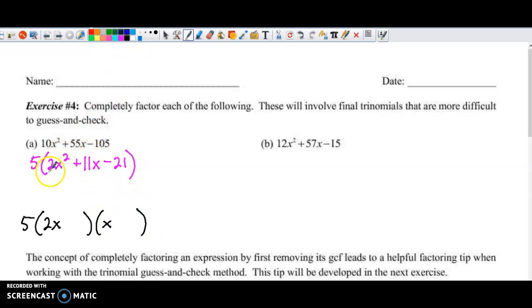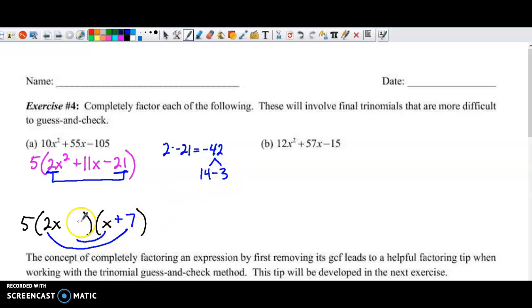Or you can do what I like to call the AC method, that 2 times negative 21 gives me negative 42. And I'm just thinking about how 14 and 3, positive 14, negative 3. So the way I need to get 14 is if I did 2x times 7, and the way to get 3 would be 1 times 3 and make that negative. So we're mixing in a greatest common factor with a little bit trickier of stuff.